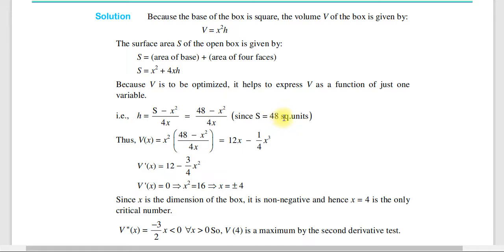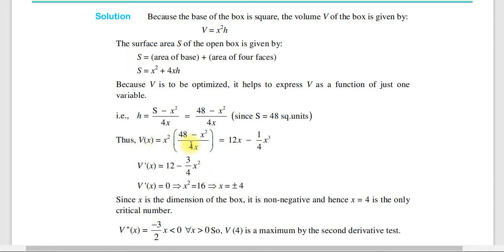Hence, S is equal to 48 minus x square, so that is what it means here. Okay, 48 is given from the question above. So we substitute S, (48 minus x square) over 4x. Then V of x, which is equal to x square into (48 minus x square) over 4x, which is equal to 12x minus 1 over 4 x cube. Okay.